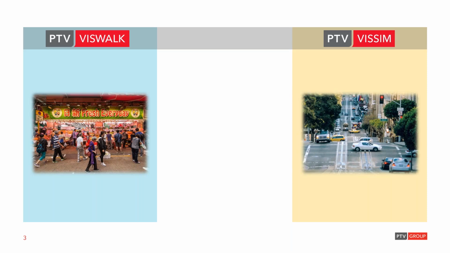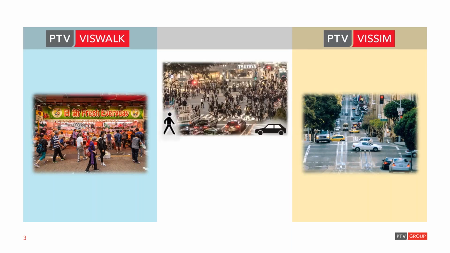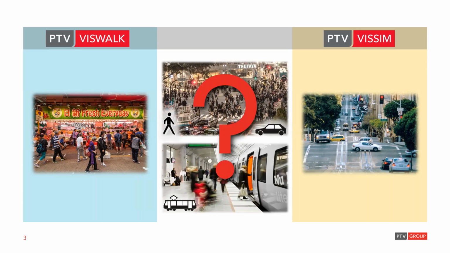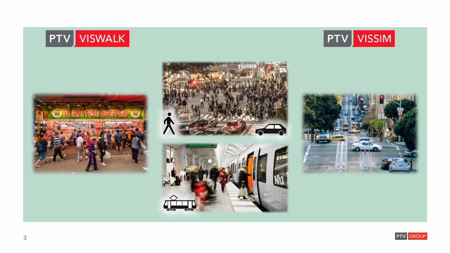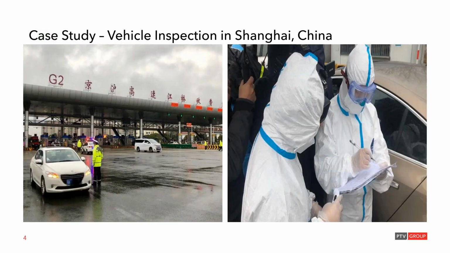Most times, it's not just one or the other, but a combination of both, like at intersections or with public transport. Therefore, as soon as combinations of both worlds are to be examined, PTV Vissim and Viswalk together provide a single seamless application to simulate almost all kinds of human and autonomous mobility. Let us now dive into the case study today.